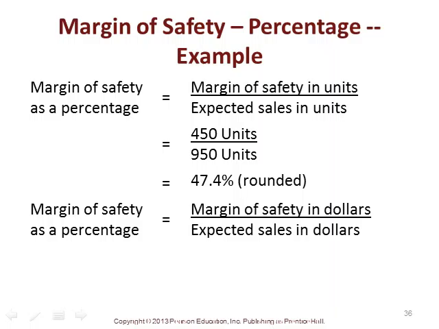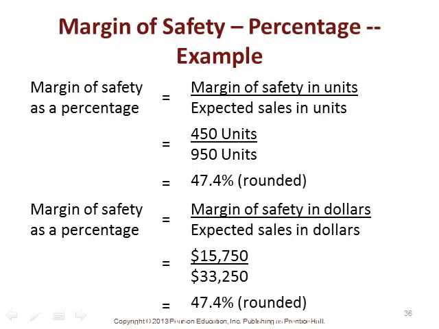Exactly the same thing, margin of safety as a percentage if we wanted to use dollars. We know we have $15,750 in sales that we could lose without necessarily impacting our ability to cover our fixed cost and our operating cost. And that comes to the same 47.4%.